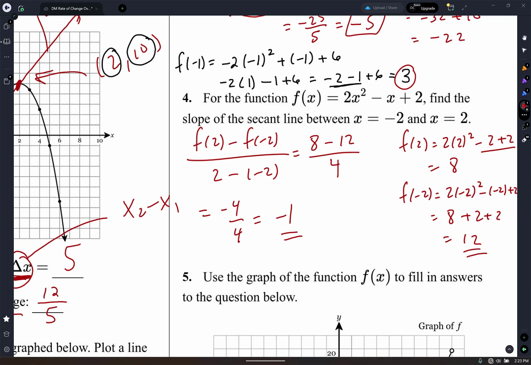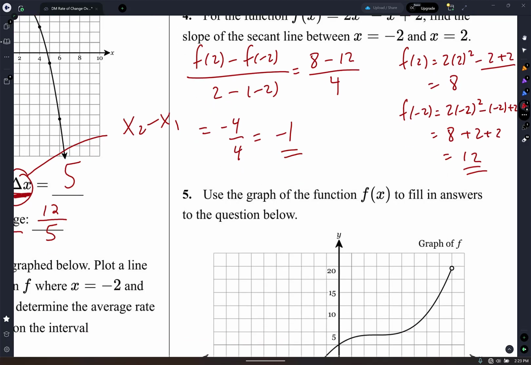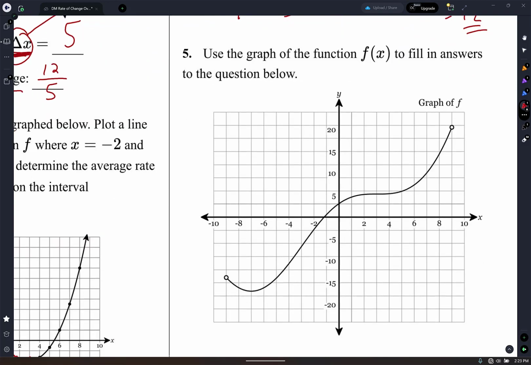Ask me questions, guys. Are we okay? Is this coming back to you? Okay. Use the graph of the function f of x to fill in the answers to the question.